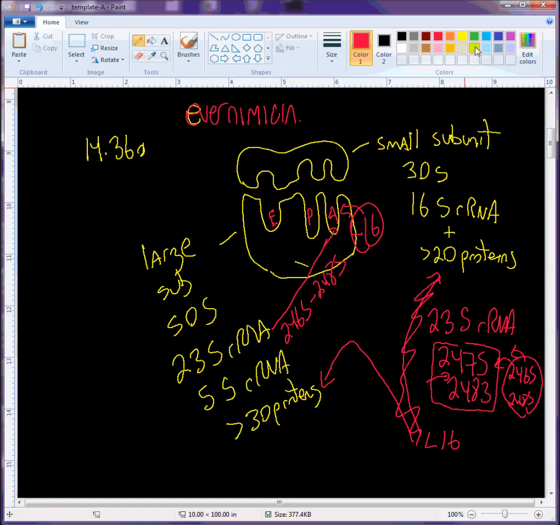Okay, so what have we learned, or what did they tell us? Well, when scientists were trying to discover how evernemicin works, they found mutants in this region of the 23S ribosomal RNA. They found bacteria that had mutations in the ribosomal RNA between these positions were less sensitive to the antibiotic. Same thing for L16. They found bacteria that were mutated in L16, with a different sequence for L16, and they were also less sensitive to the antibiotic.